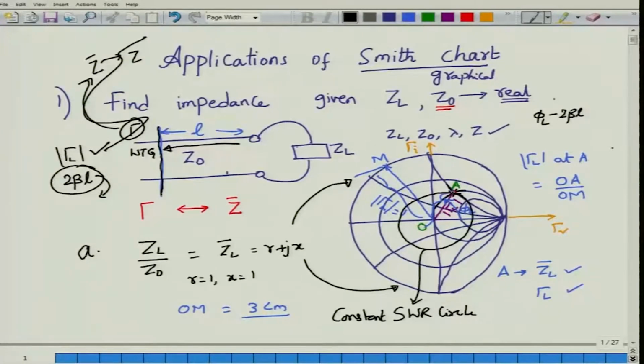So, on this circle you need to move clockwise. You see I moved here all the way. Maybe I wanted to stop at this point because that would have given me the 2 beta L movement. I obtain on this circle a new point. So, I start from O, with O as the center, and this new point, which we will call point B, I draw the line, and at this point I read out the value of R and X.